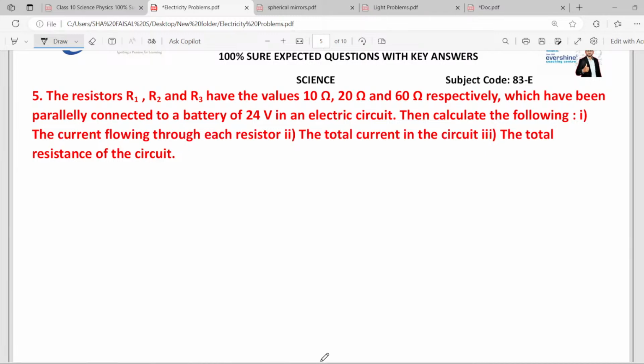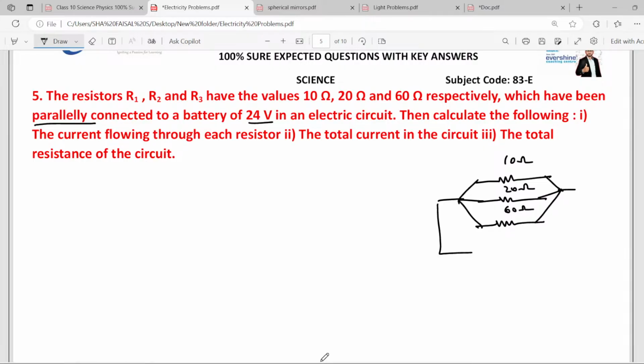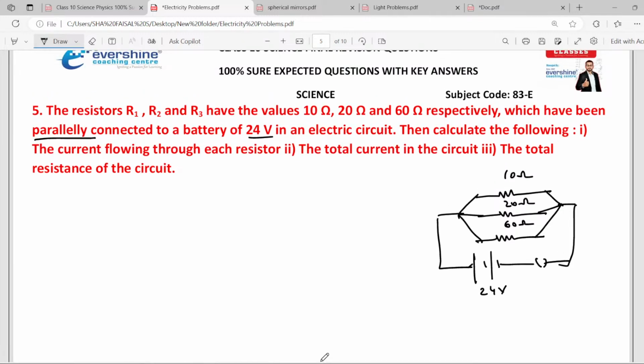So three resistors R1, R2 and R3 are connected in parallel. Just for reference, I am showing you, we have three resistors connected in parallel. The first one is 10 ohm, the second is 20 ohm, and the third is 60 ohm. They are connected in parallel, and it is connected to a 24-volt battery source. Let me say it is a switch, positive, negative, the current is flowing and coming here. So this is the circuit.